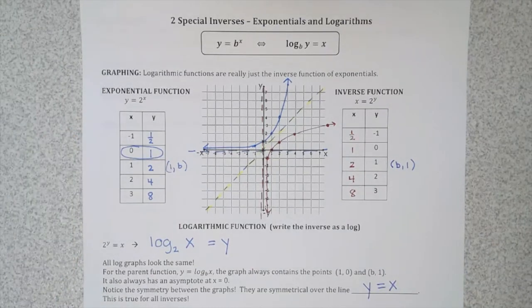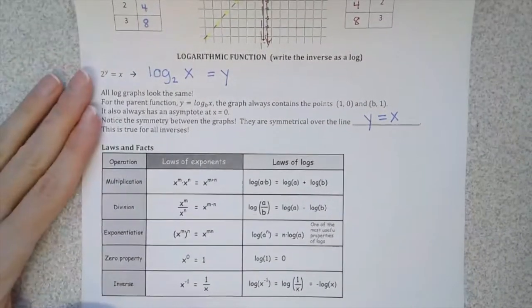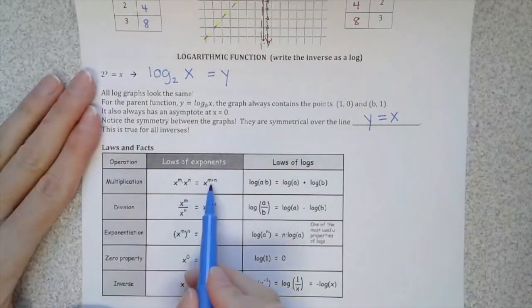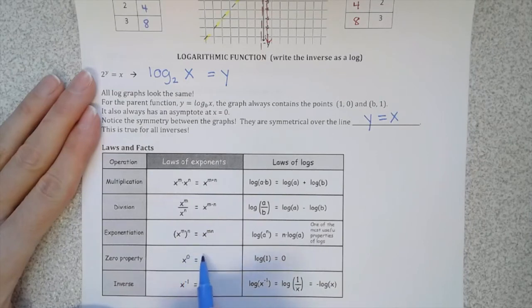Now some other things you need to know about exponents and logs from pre-calc. First, you need to know the laws of exponents and the laws of logs. So for your laws of exponents, you need to know that when you multiply like bases, you add their exponents. Divide like bases, subtract their exponents. Power to a power, multiply the exponents. Anything to the 0 power is 1, and anything that's to a negative exponent, you flip it.